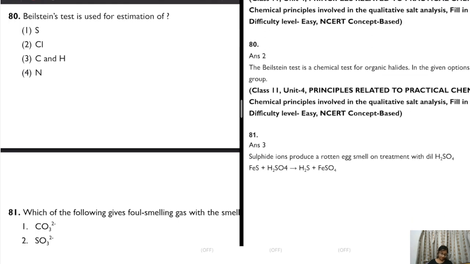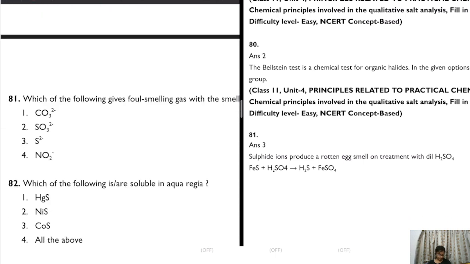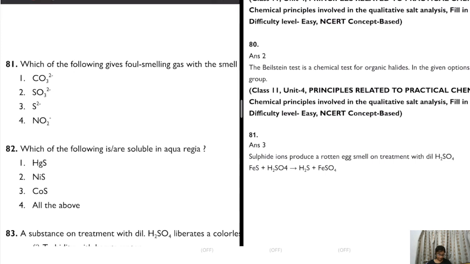The Beilstein test is used for the estimation. See, this test is used for the estimation of halogens. In the options, let's find which are the halogens there. You can see that only Cl is the halogen, so this is the correct answer. Let's see the next question now.